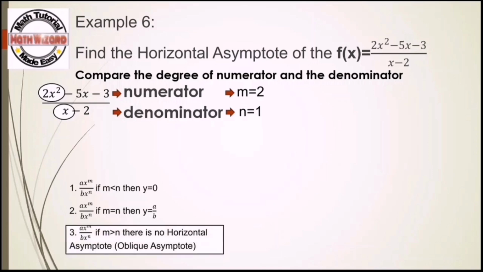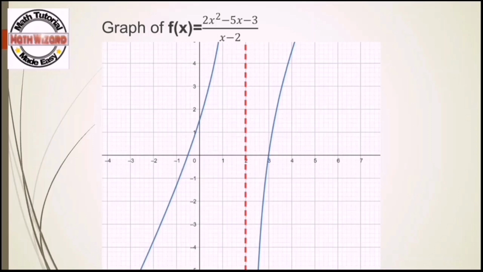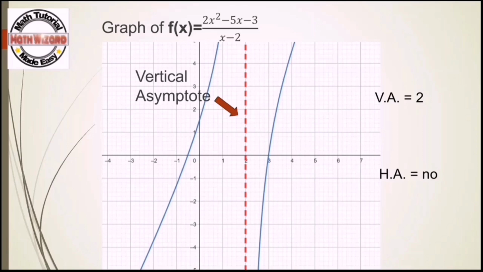Ayan. So since it is the third one, there is no horizontal asymptote. That's why oblique asymptote yung ating asymptote sa kanya. Slant siya. The graph of 2x to the second power minus 5x minus 3 all over x minus 2 is like this one. So, as we can see, meron lang siyang vertical asymptote. Okay? So, this one is the vertical asymptote wherein it is located at x is equals to 2. And then there is no horizontal asymptote. Yan. That's all for today. Thank you.